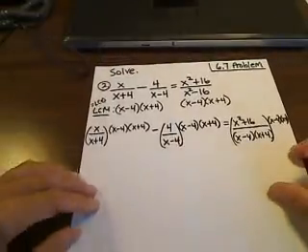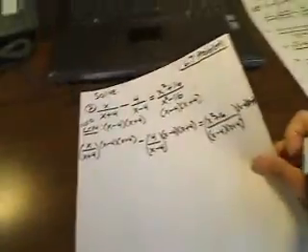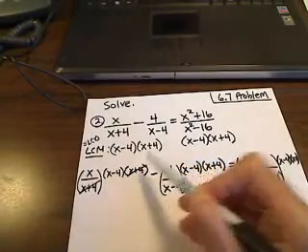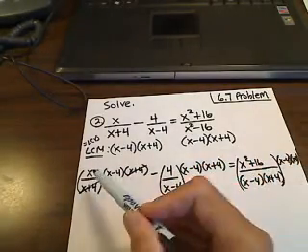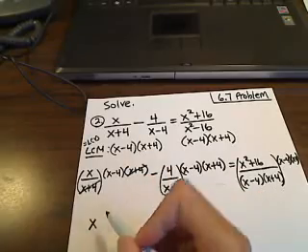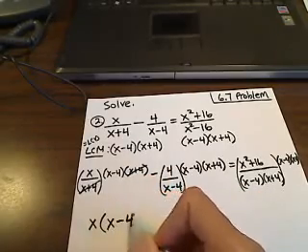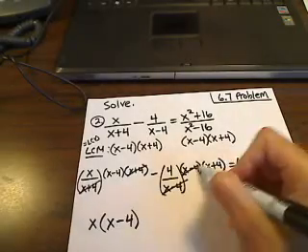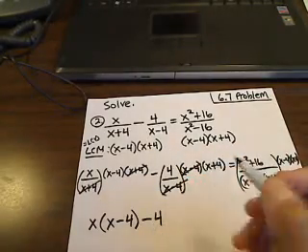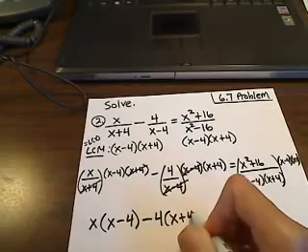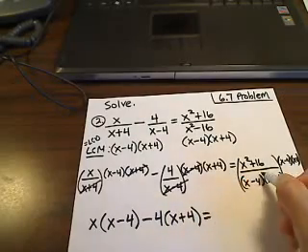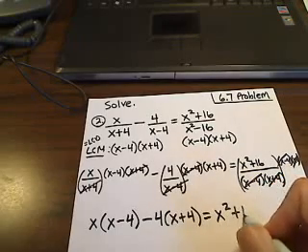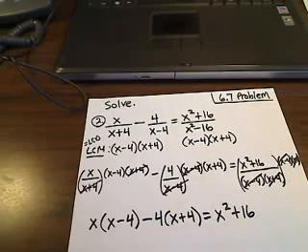Okay, so now we can cancel, because as you can see, this x plus 4 factor is the same as that x plus 4 factor. So then what I'm left with here is an x times an x minus 4. Notice that the fraction's gone, right? x minus 4's cancel there. Minus 4 times this quantity x plus 4. And then on the other side, both of these will cancel. So you're just left with x squared plus 16.